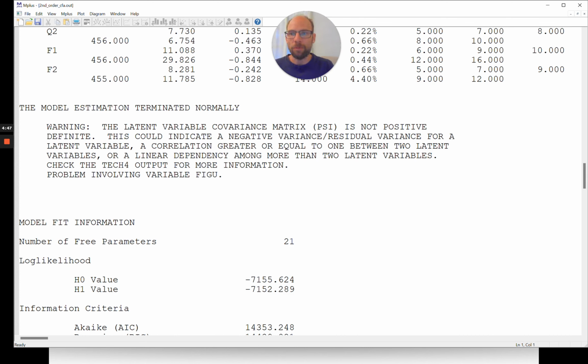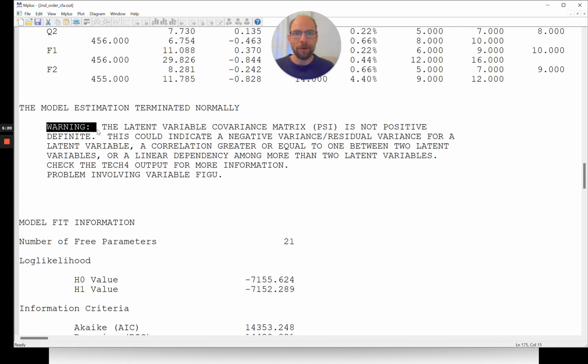You can see that there's this warning here that says the latent variable covariance matrix psi is not positive definite. This could indicate a negative variance, residual variance, for a latent variable, or correlation greater or equal to 1 between two latent variables, or a linear dependency among more than two latent variables. Check the TECH4 output for more information. The problem involves variable FIGU. So FIGU is one of the first order factors.